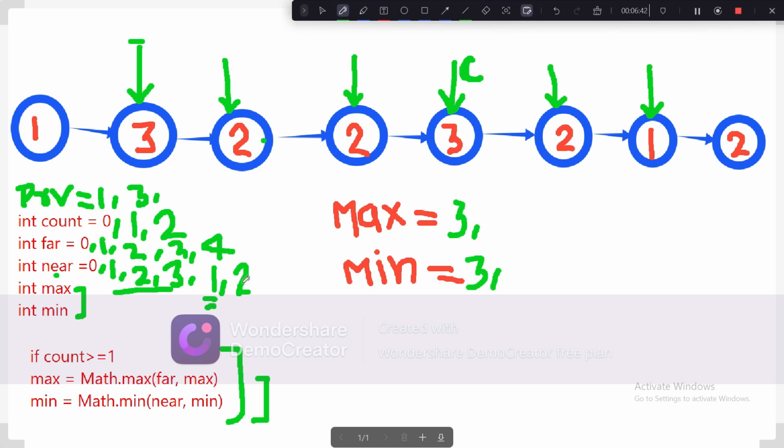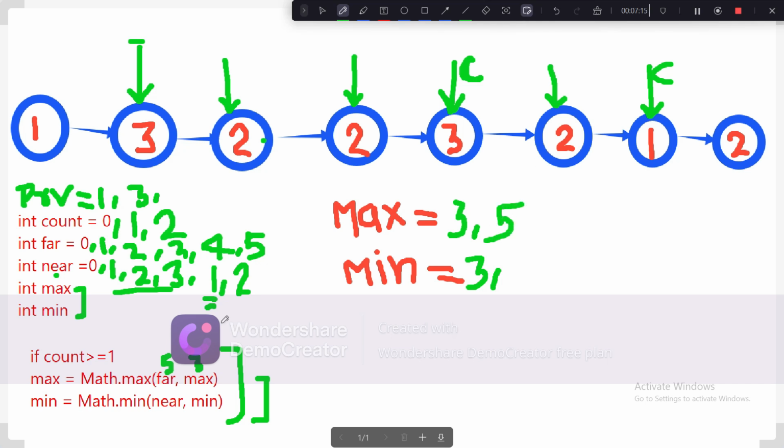So see here, we increased this value by 1, right? When we reached this guy, this is another critical point. We increased far from here to 4 and 5, and near is 1 and 2. So now see here, far is now 5, and max so far is 3, so what is the maximum? 5 is the maximum, so max would be 5.